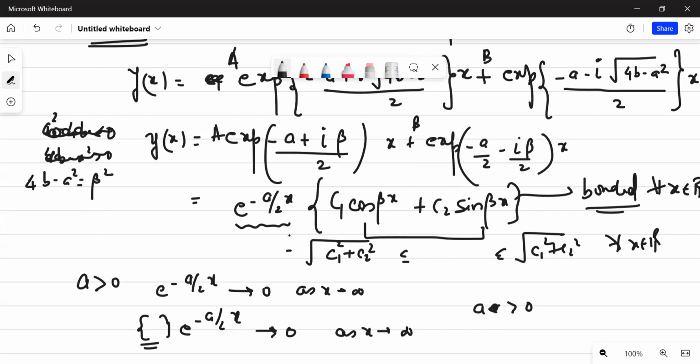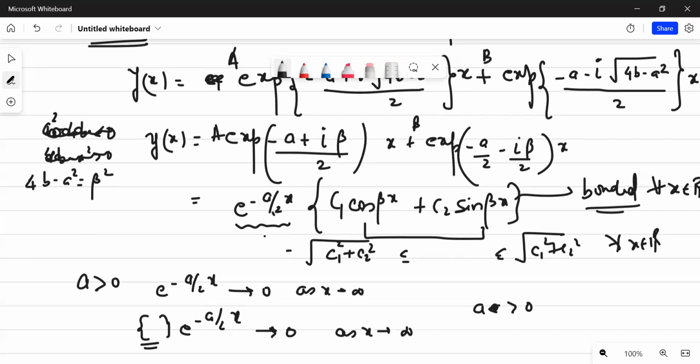If a is less than 0, then this term will go towards infinity. And then this term is oscillating between these two numbers. So I cannot say that this is tending to 0. Now this is tending to a very large infinite quantity, which is oscillating. So it is oscillating from minus infinity to plus infinity. Is that clear or not?